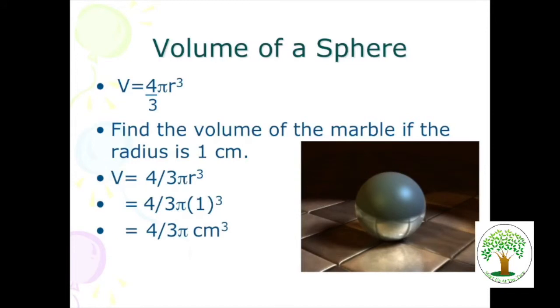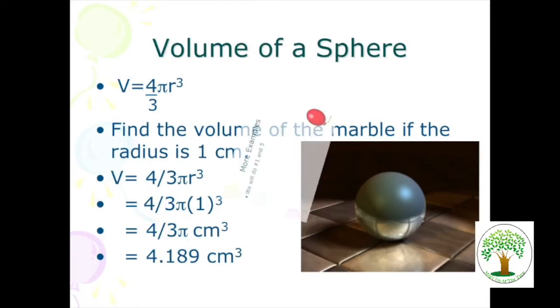If I don't have a button to push 3 in my calculator, I'll show you where it is. You have the square root, cubed, to the power. All right. So 4/3 pi becomes 4.189 centimeters cubed.